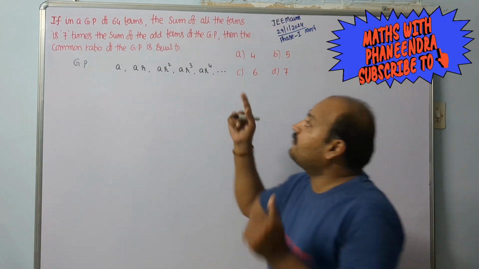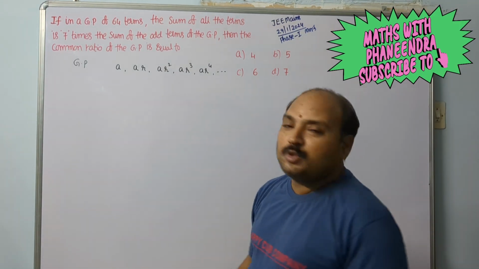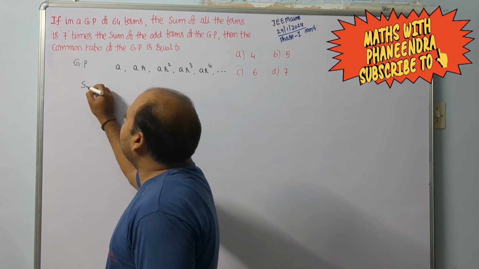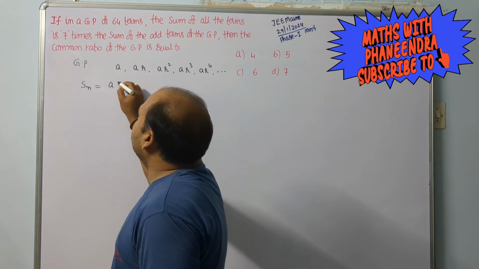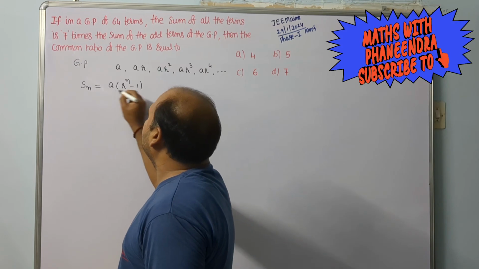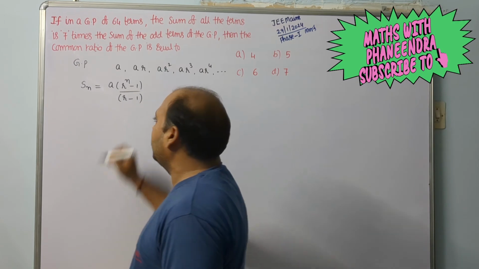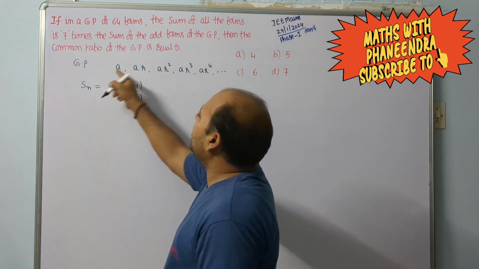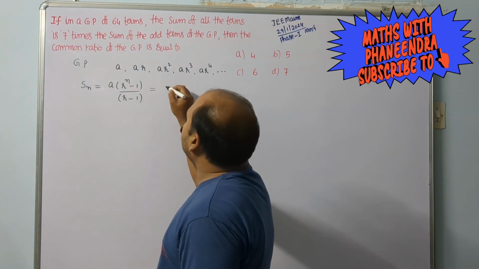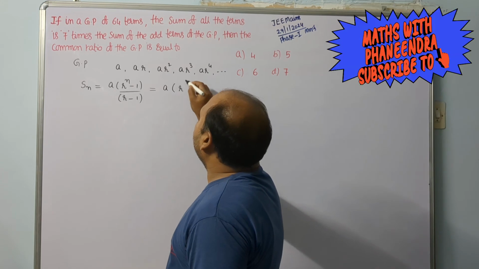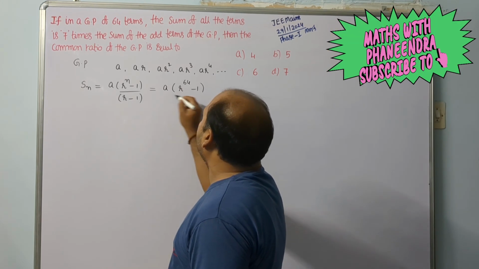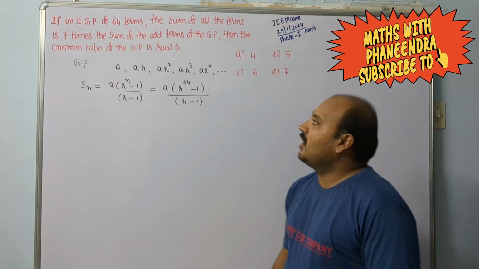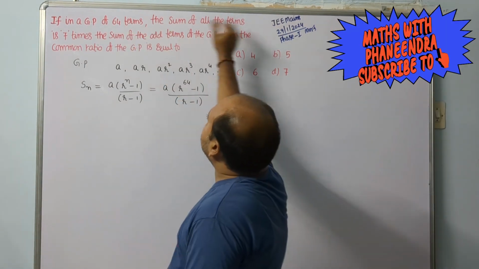Sum of the 64 terms. So the sum to n terms in a GP, we have the formula Sn equal to A into R power n minus 1 divided by R minus 1. How many terms are they asking? 64 terms. So first term is A, so the sum is A into R power 64 minus 1 divided by R minus 1. I hope everyone understands. This is the first step.